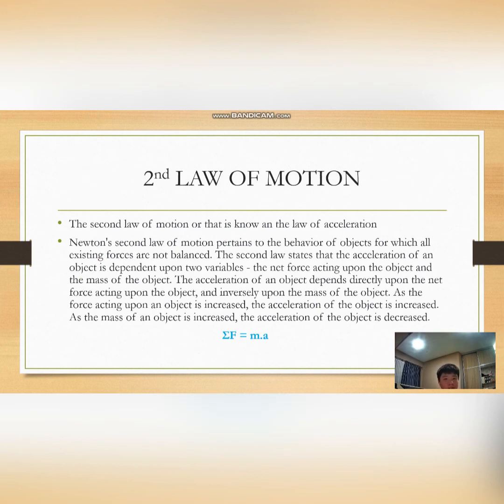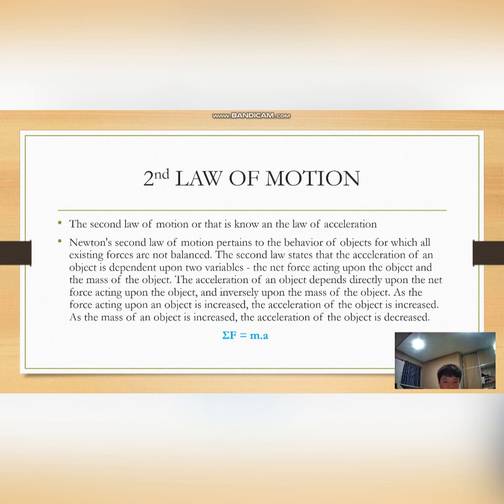The second one is the second law of motion, also known as the law of acceleration. Newton's second law of motion pertains to the behavior of objects for which all external forces are not balanced. The second law states that the acceleration of an object is dependent upon two variables: the net force acting upon the object and the mass of the object.